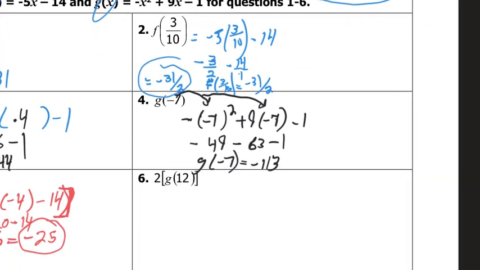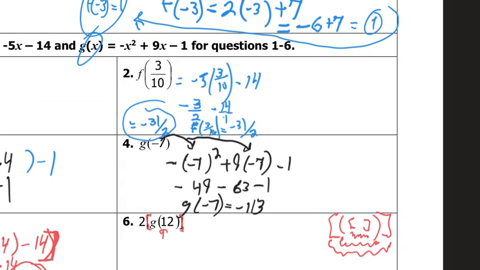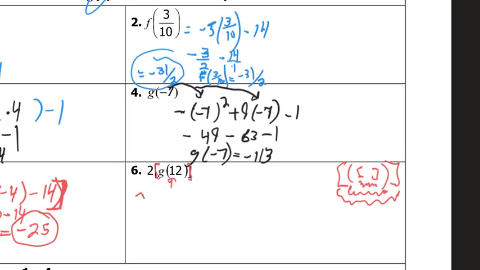And G with a 12 in it. Do the inside first. Guys, whenever you have a bunch of parentheses, always do the inside parenthesis first, whatever it is, get an answer, then do the next parenthesis on the outside, and then do the next parenthesis on the outside. So here you kind of have to do the G with the 12 first, because it's inside of these brackets.